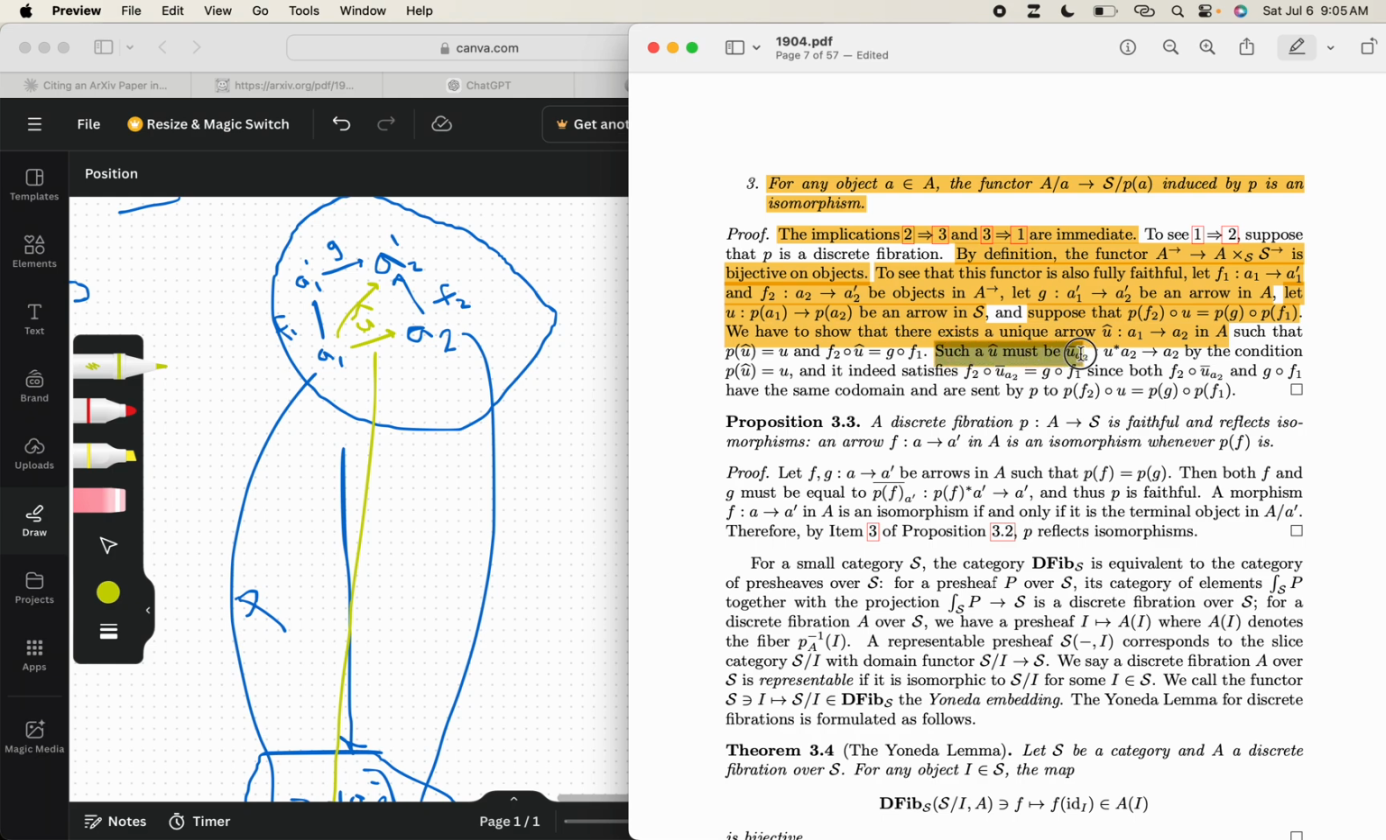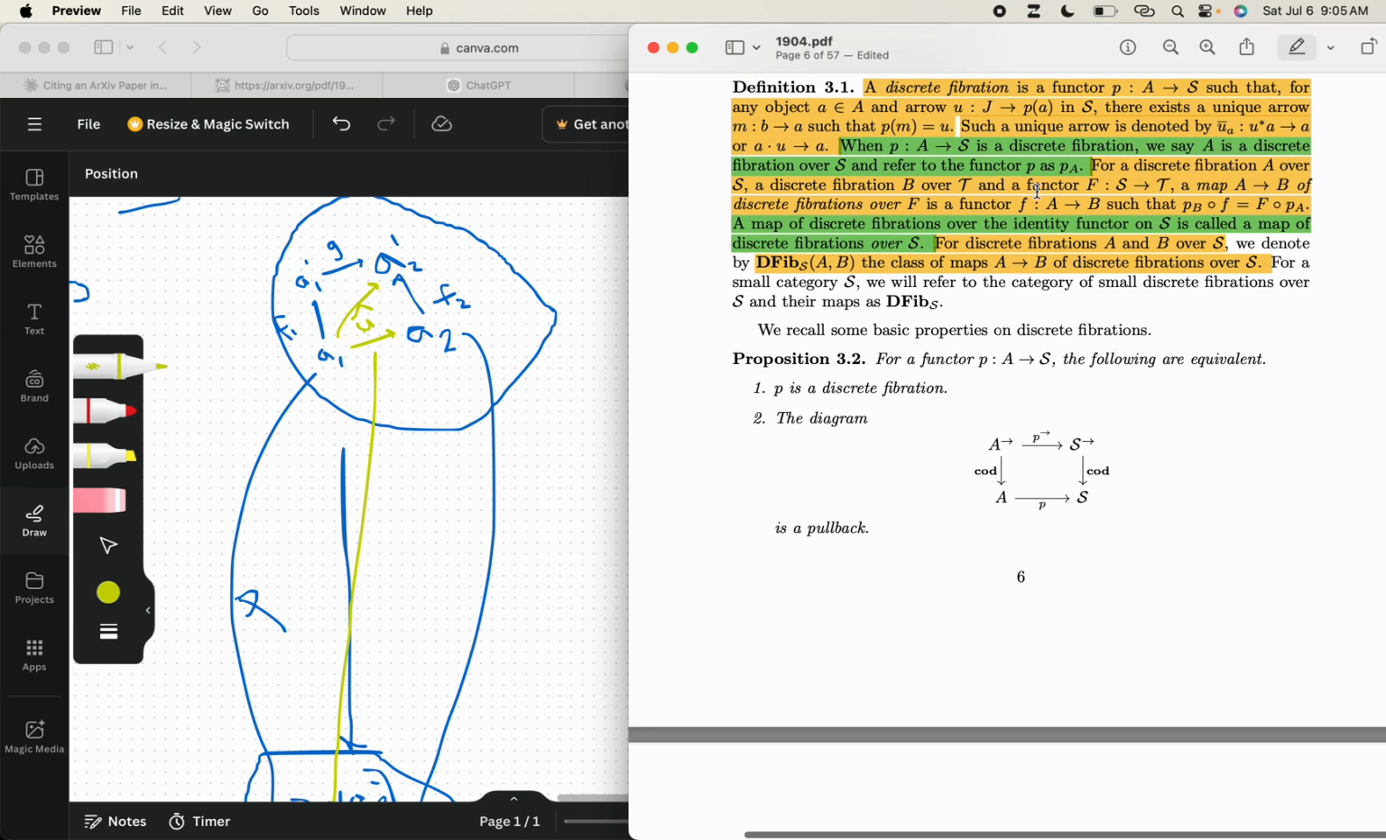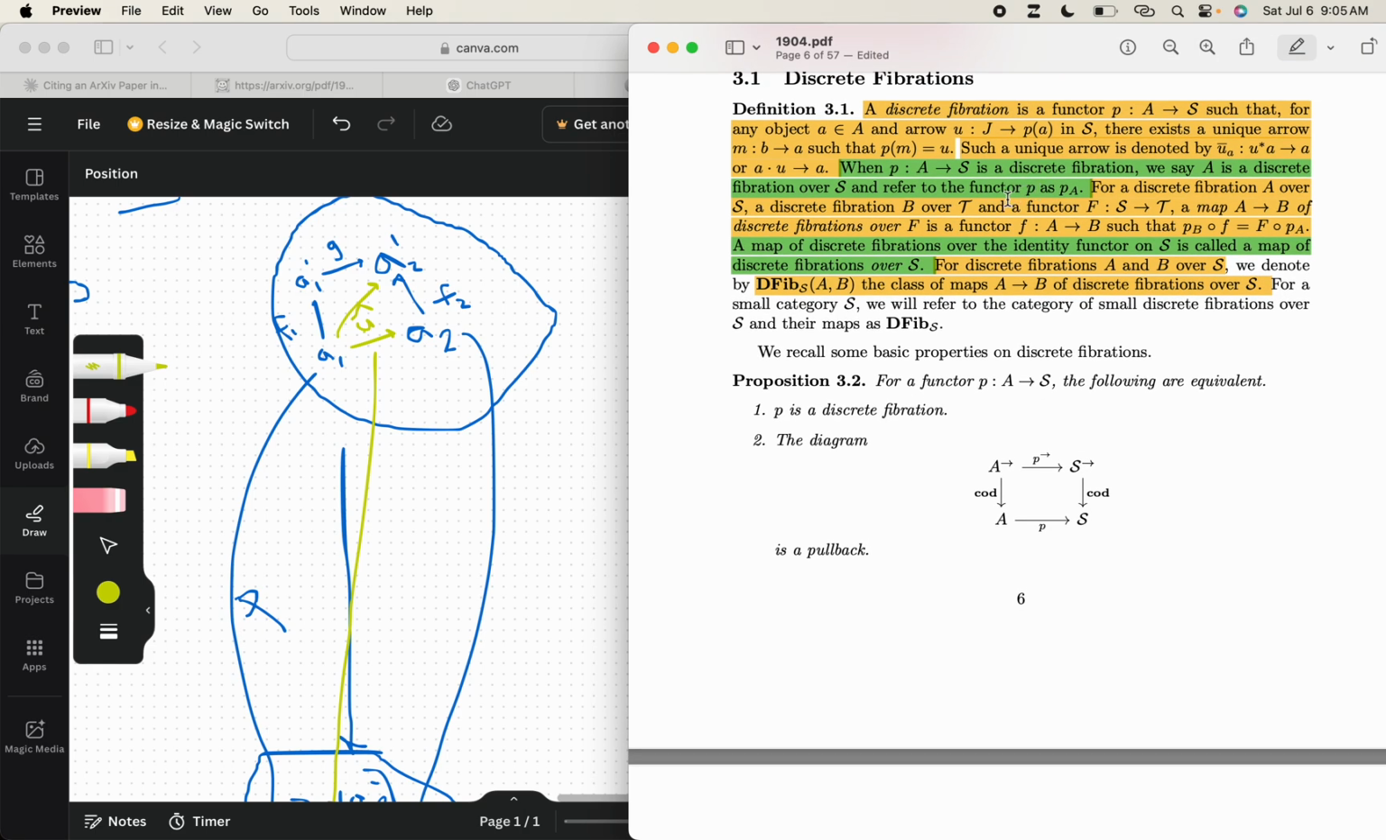Such a U must be, one second. So this star, now I understand the star is kind of like an operation. Let's see, think. Yeah, so this part I don't fully understand. When P of A is a discrete fibration, we refer to the unique arrow for the discrete fibration P and A as just the unique arrow.